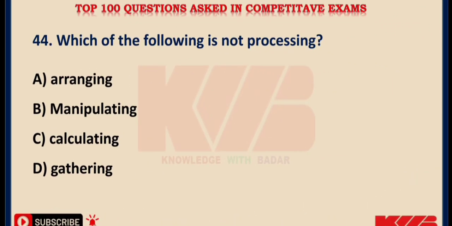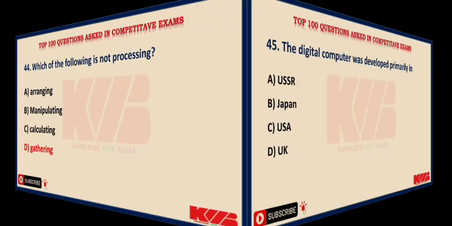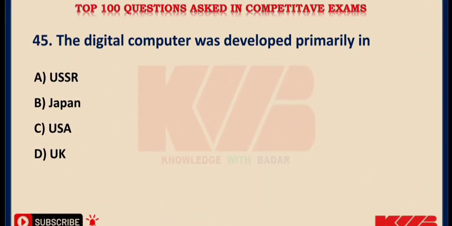The next question. Which of the following is not processing? Arranging, manipulating, calculating, or gathering? Yes, gathering. Gathering is not processing in fact. The digital computer was developed primarily in: USSR, Japan, USA, or UK? Yes, the digital computer was developed primarily in the USA.